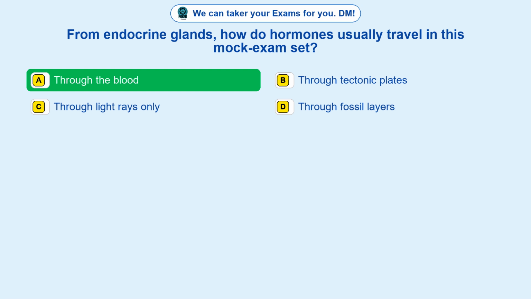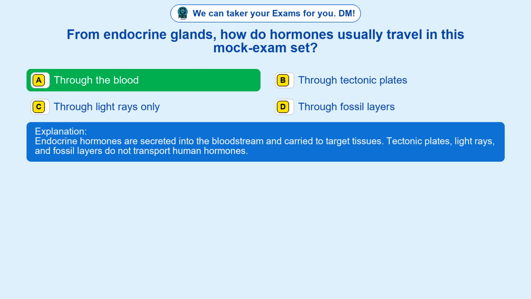Through the blood. Endocrine hormones are secreted into the bloodstream and carried to target tissues. Tectonic plates, light rays, and fossil layers do not transport human hormones.